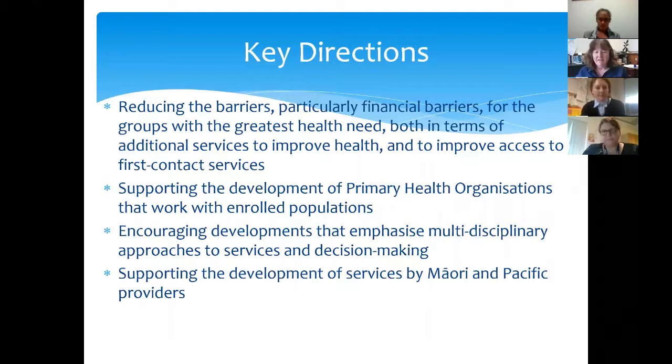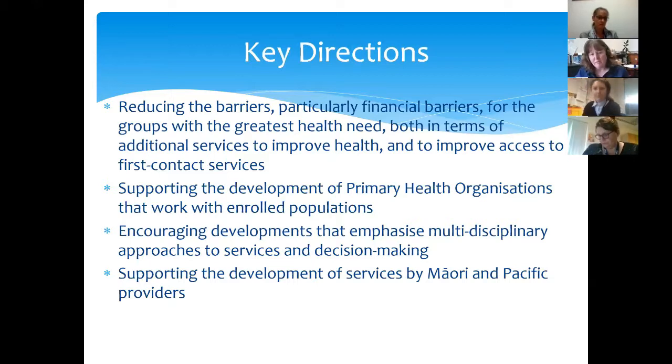But some of the things that the strategy was doing was, first of all, reducing barriers, particularly financial barriers for people in terms of accessing primary healthcare services. So as many people will know, in New Zealand traditionally there's been quite a high fee for seeing a general practitioner, and that fee had risen over time and was seen to be providing significant financial barriers, particularly for Māori, Pacific groups and people with more health needs, lower income people, for example. So part of the strategy was to reduce financial barriers.